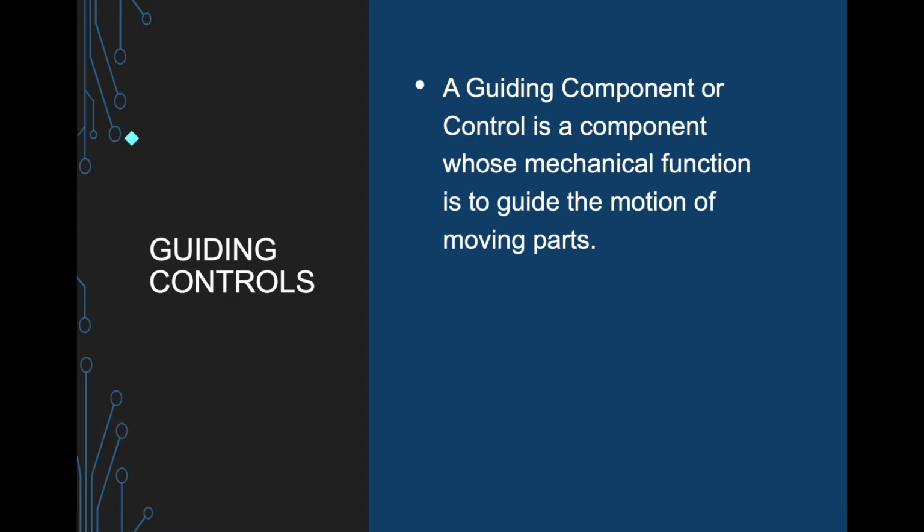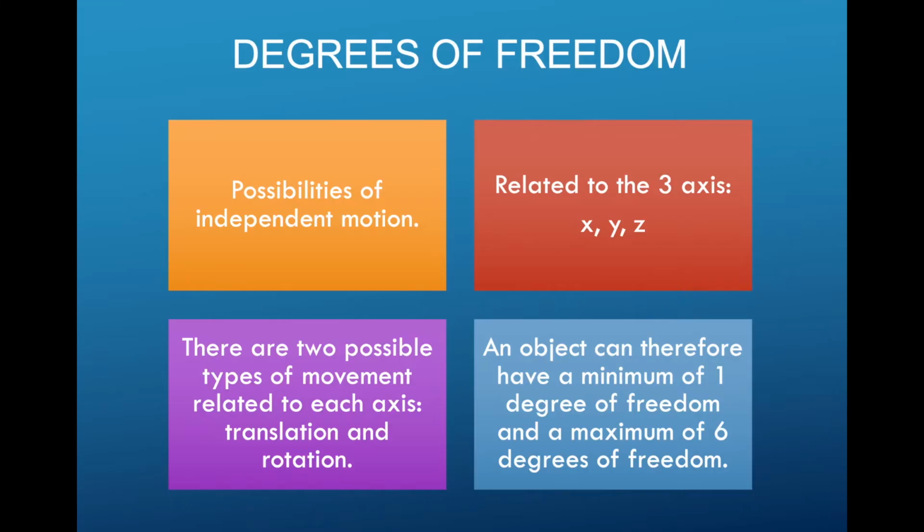A guiding component or a control is a component whose mechanical function is to guide the motion of the moving parts. So it's guiding or controlling the movement of the parts. Now, an object can move or a part can move along an axis or around an axis. We know there are three axes, X, Y, and Z. And we know there can be translation and rotation.